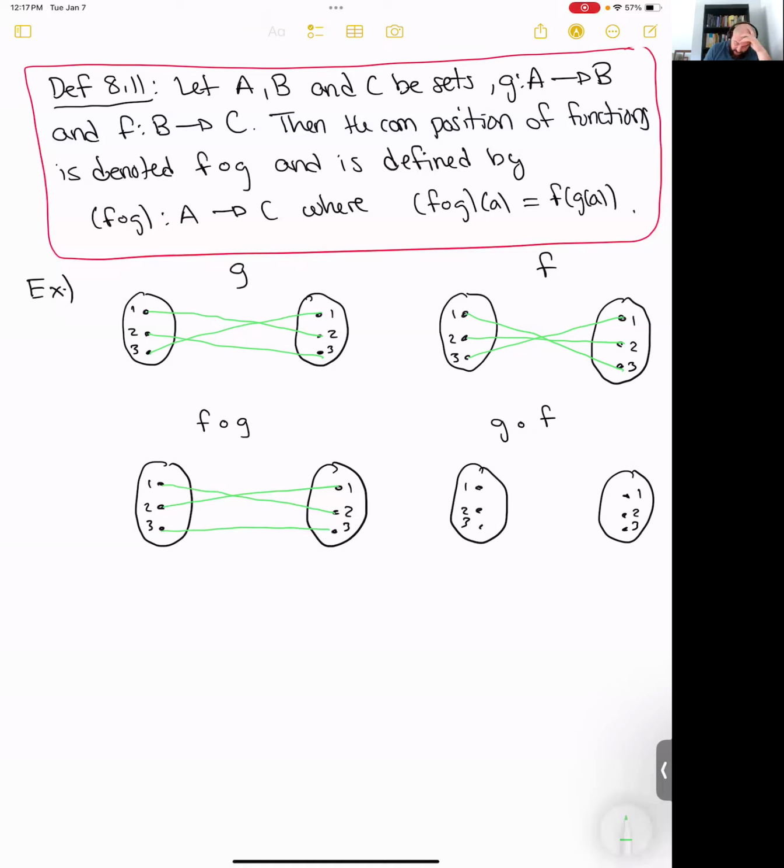Now we do g composed with f. So f goes first. So 1 gets sent to 3, and then 3 gets sent to 1. So 1 stays put. Under f, 2 gets sent to 2, and then 2 gets sent to 3. So 2 gets sent to 3. And then under f, 3 gets sent to 1, and 1 gets sent to 2 under g. So 3 gets sent to 2.